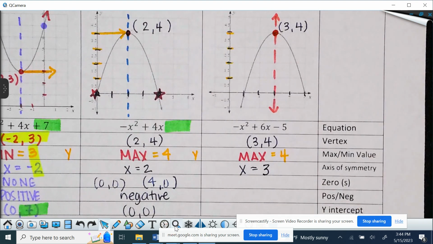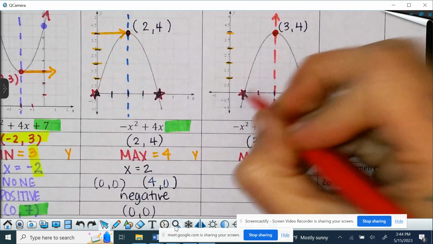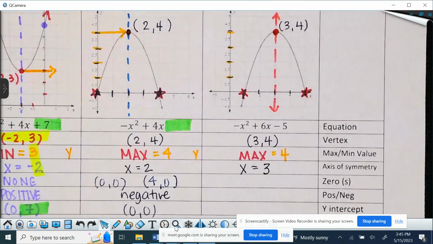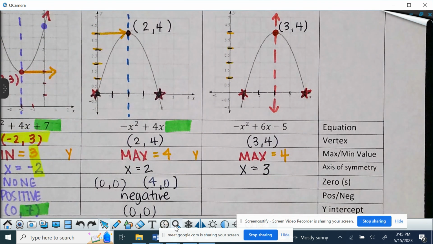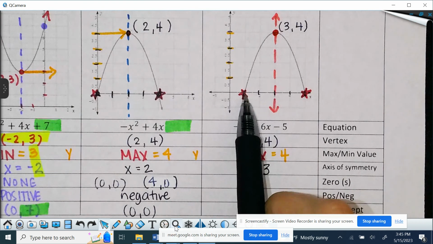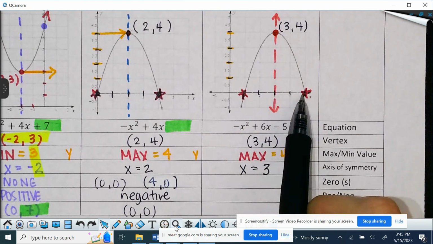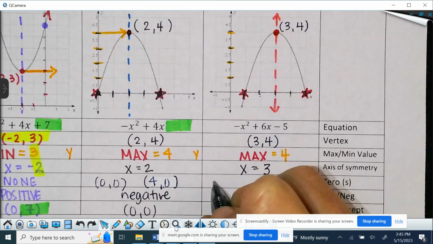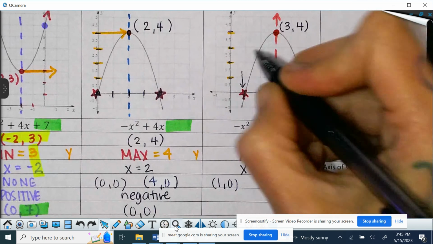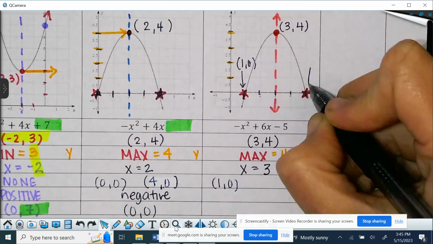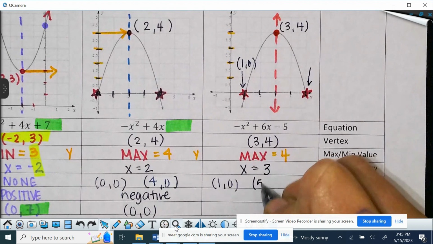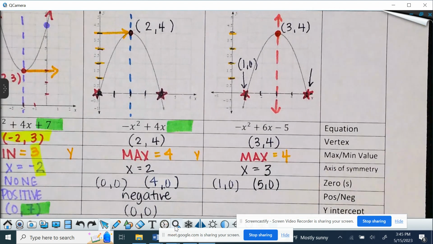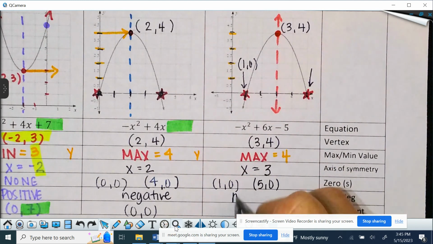Zeros. Where does it touch the x-axis? What are my zeros, x-intercepts, roots? Where does it touch? One, and so 1, 0 is one of them. So that's this guy right here. But it touches again here. Yeah, and 5, 0. Perfect. Is that a positive or negative quadratic? Negative. Excellent.